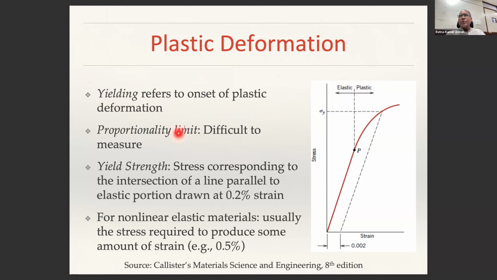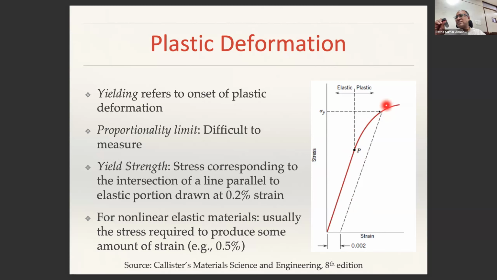We also have something called the proportionality limit, which is very difficult to measure. What is this proportionality limit? It says that until the proportionality limit, the stress is directly proportional to strain, except that there may be some non-linearity. That means sigma is equal to E times epsilon, where E may not be constant and may become non-linear in a small region, but otherwise sigma is still proportional to strain. And yield strength is where the onset of plastic deformation takes place.